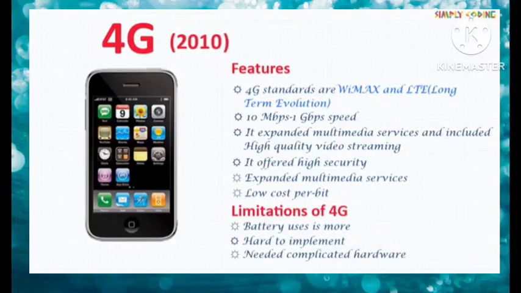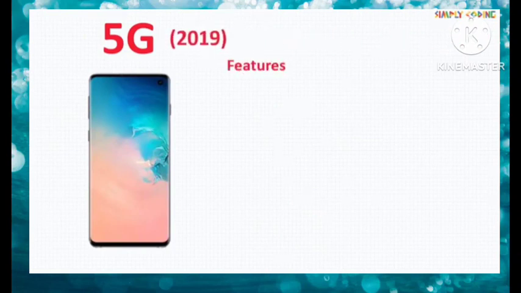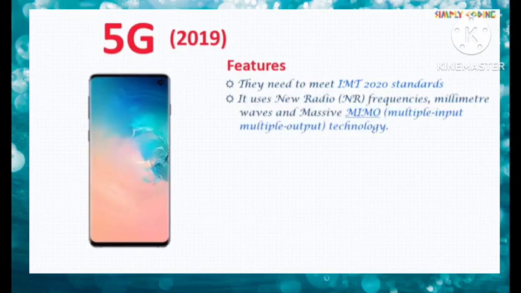needed complicated hardware. Next came 5G or 5th generation mobile technology, which started deployment in 2019. 5G technology needs to meet IMT 2020 standards. It uses new radio frequencies, millimeter waves, and massive MIMO technology, which is multiple input and multiple output. It offers high download speeds, eventually up to 10 gigabits per second.